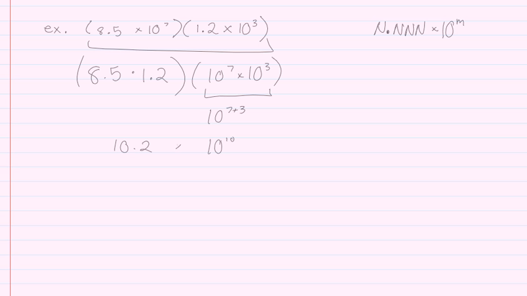Now I'm still multiplying those two. So in order to get this into scientific notation, I need to move that to the left, so that becomes 1.02, and because I moved it to the left, that's 10 to the 1st power times 10 to the 10th, so this is really 1.02 times 10 to the 11th, and that is my final answer in scientific notation.